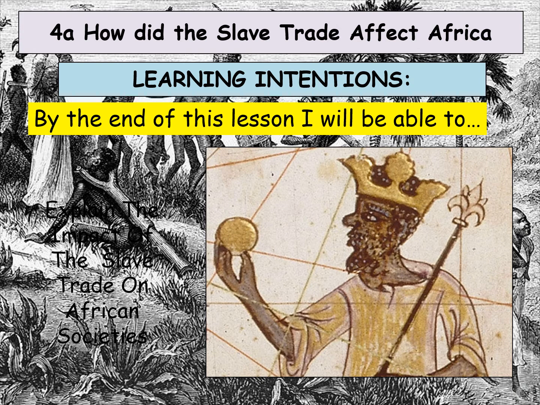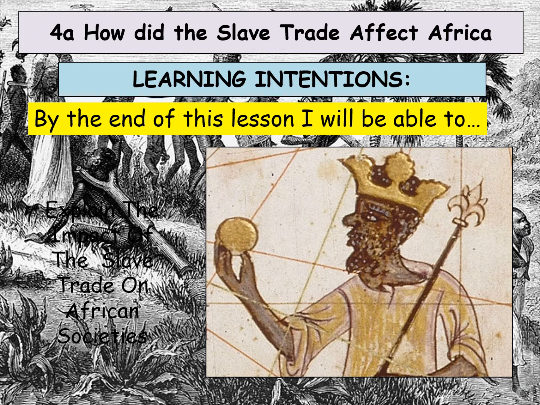This lesson is one of the first where we are going to look at how the slave trade affected those areas of the triangular trade. So we're looking at Africa in this lesson, and then we'll look at how it impacted on the West Indies and the Caribbean islands, as well as how it impacted back in Britain.